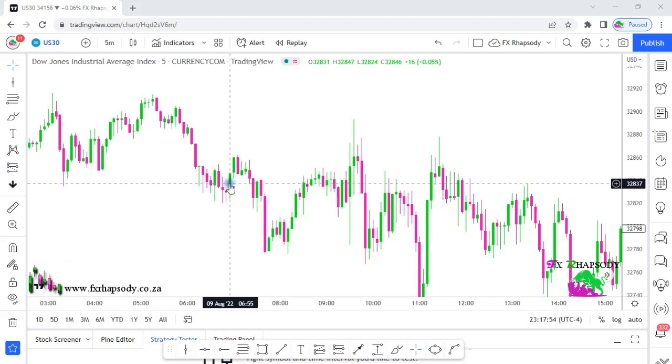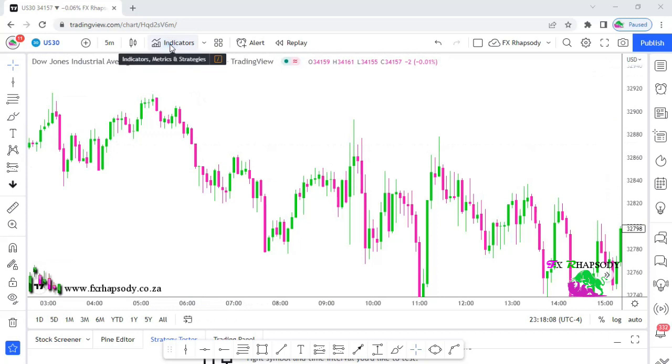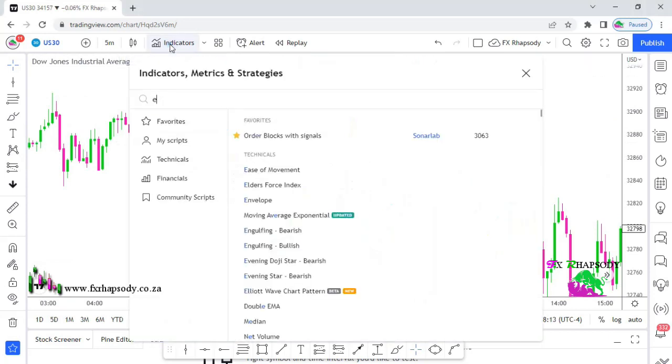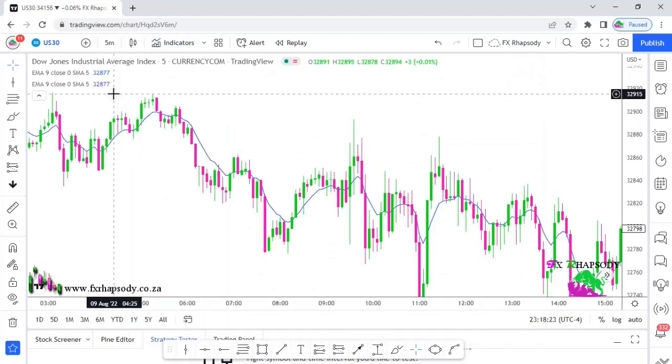Okay, so let us look at these two indicators. Like I said, this is for the US30 and it is on the 5-minute time frame. This is really easy, especially for those of you that like trading with moving averages. So what we're going to do first is go to the indicators and type in exponential. So we're looking at the moving averages exponential. We do two of them. You click on it twice to add two of those indicators.